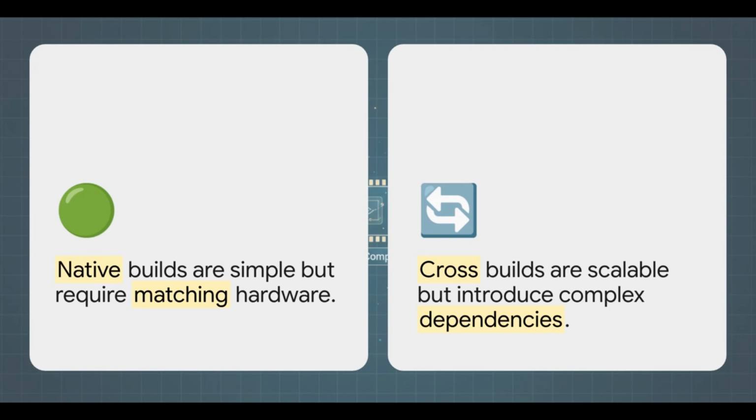And this brilliantly illustrates the final core trade-off that every software engineer has to balance, right? Native builds are simple. They're straightforward, they're way easier to debug, but they lock you into requiring exactly matching hardware. Cross builds, on the other hand, offer this incredible scalability, efficiency, and flexibility. But of course, they invite all the ghosts of complex dependencies and toolchain traps right into your workflow. Truth is, both are absolutely essential to the modern tech stack.